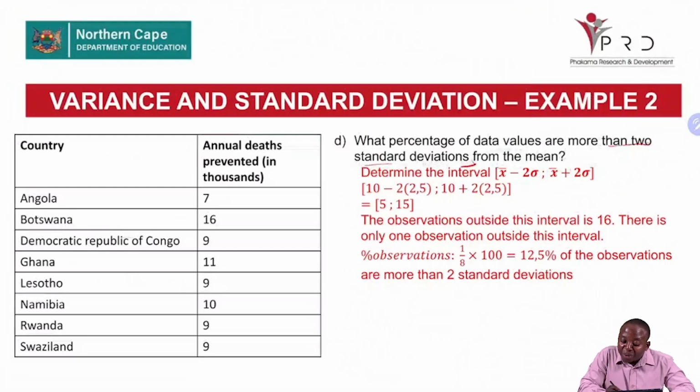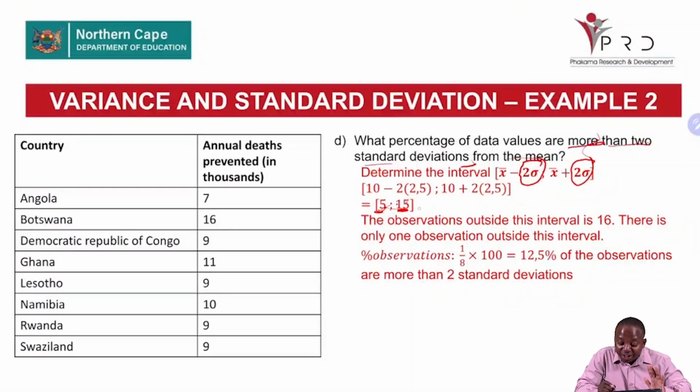That is to say, we multiply the standard deviation by 2. The same process, but multiply the standard deviation by 2 for both limits. For the lower limit we get 5 and for the upper limit we get 15. So you're calculating how many values are between 5 and 15. So what is the percentage of these values that are more than?